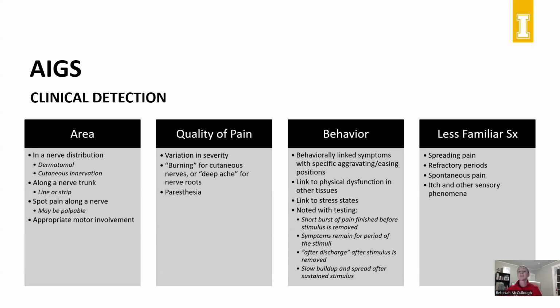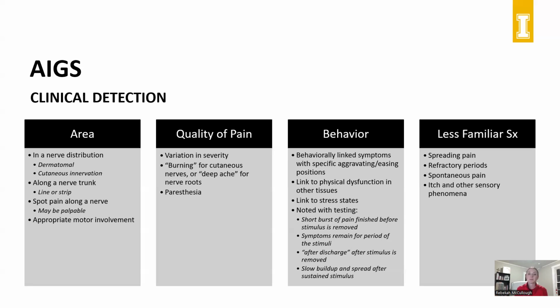All right, and then the quality of pain. There can be a variation in severity, can be more burning for cutaneous or deep ache for nerve roots, or more of like a paresthesia as well. And then behavior. So behaviorally linked symptoms with specific aggravating or easing positions. There can be a link to physical dysfunction in other tissues.